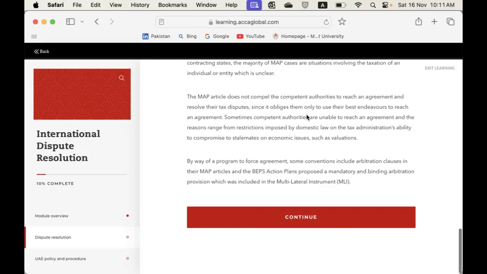The MAP article does not compel the competent authorities to reach an agreement and resolve their tax disputes, since it obliges them only to use their best endeavor to reach an agreement. So that means under the MAP they try, but it is not guaranteed that through the mutual assistance procedure, two tax authorities will always arrive at a conclusion. Sometimes competent authorities are unable to reach an agreement, and the reasons range from restrictions imposed by domestic law on the tax administration's ability. So various reasons can happen. Some conventions include arbitration clauses in the MAP articles, and the BEPS action plan proposed a mandatory and binding arbitration provision. So, there can be arbitration as well, and then the two tax authorities can come to a conclusion.